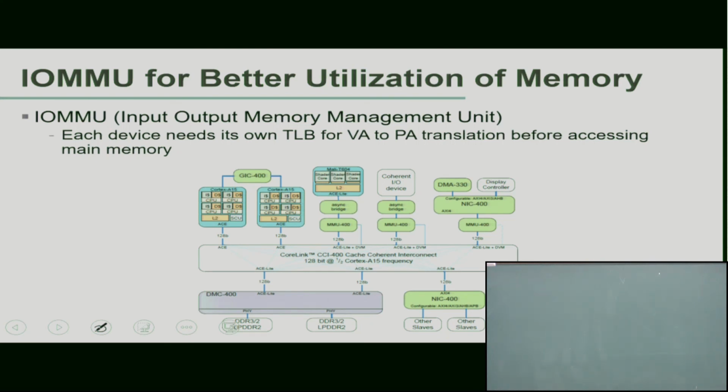Modern computing systems today provide an IOMMU so that devices other than the CPU can also use address translation, and they can use the memory more efficiently.